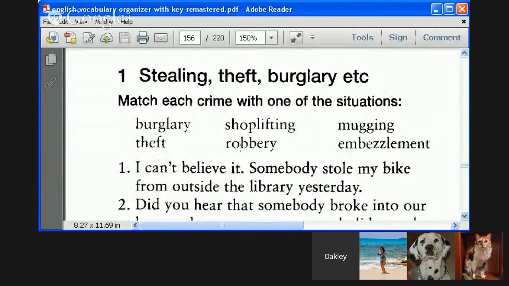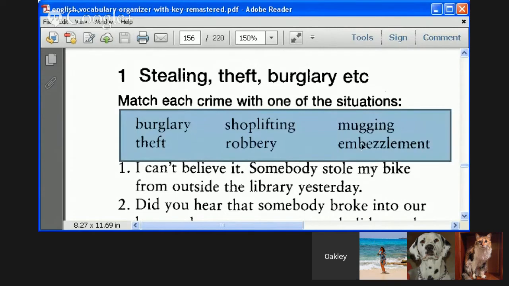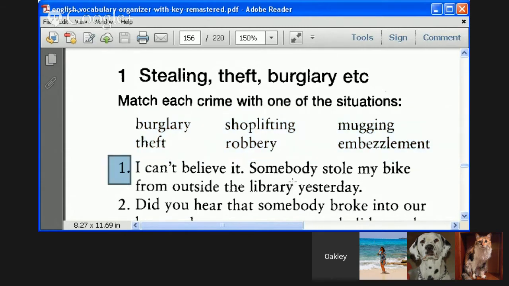Stealing, theft, burglary. Sometimes these different ways of stealing can be confusing because there are a lot of different terms or words that we use. So we're going to start off by matching these crimes up above with the sentences, a little mix and match. Please read the sentence and then tell me which crime you think that is. Monica, number 1, please.